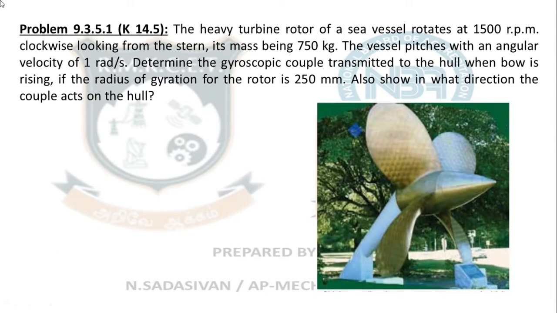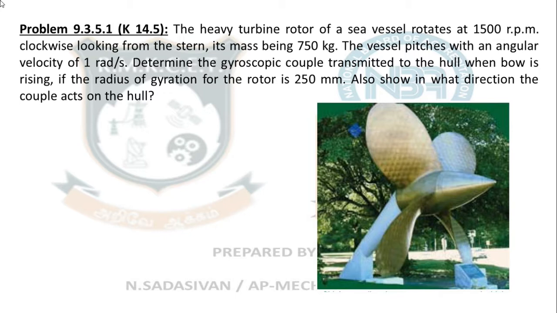A heavy turbine rotor of a sea vessel rotates at 1500 rpm clockwise when looking from the stern, its mass being 750 kg. The vessel pitches with an angular velocity of 1 radian per second. Determine the gyroscopic couple transmitted to the hull. Hull means the body of the ship.